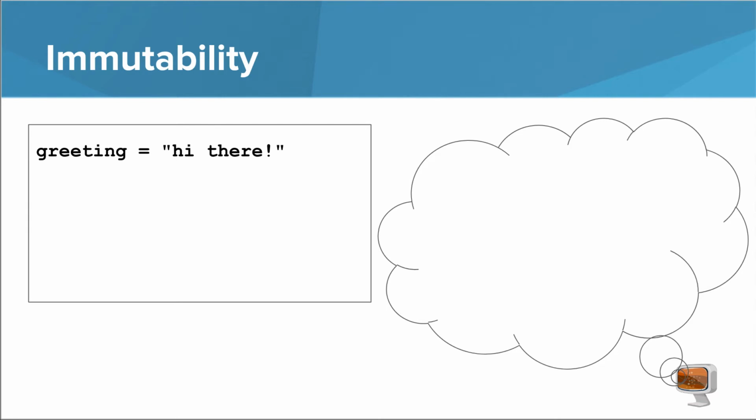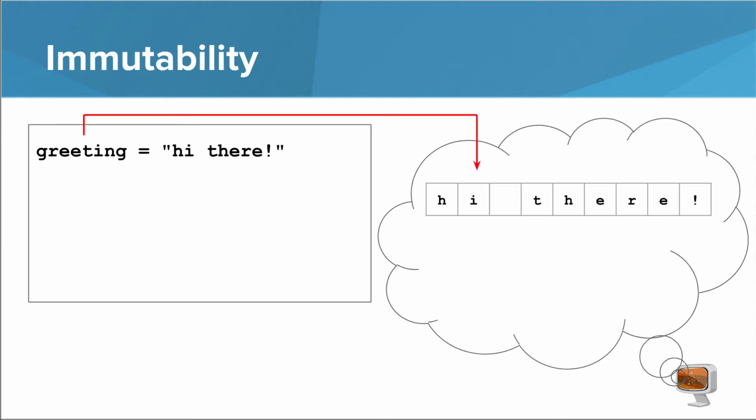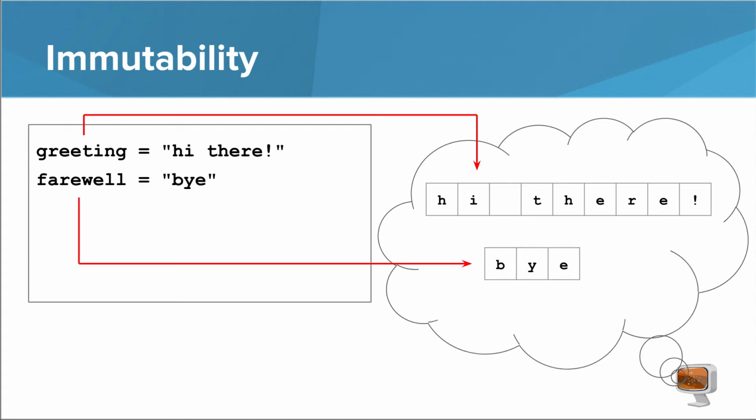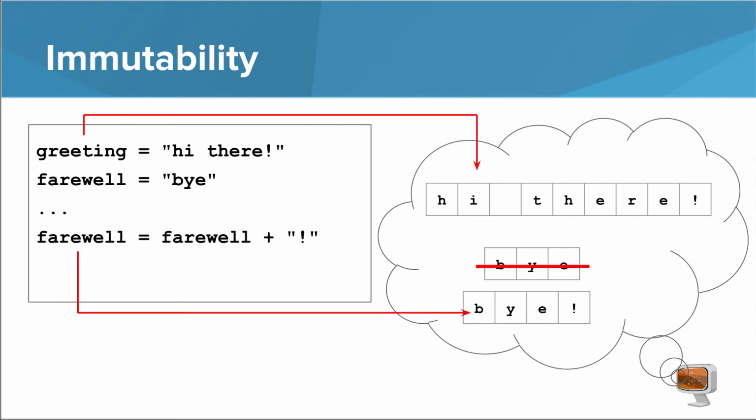To help you understand this, let's see what happens in your computer's memory when you do different things with strings. When you make a new string, the computer remembers that the identifier greeting corresponds to this particular sequence of characters that spells out hi there. You can make more strings, and the computer will keep track of them for you. You can swap out a string for an entirely different string.